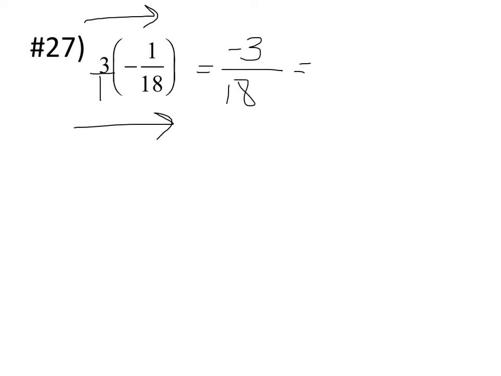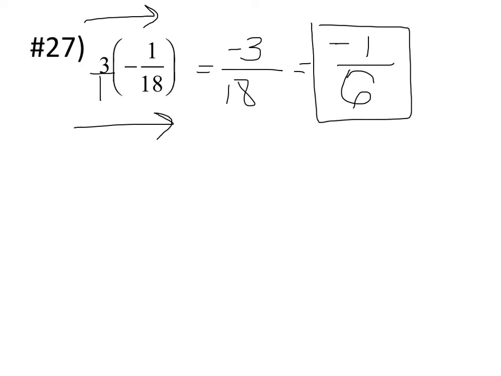So now we're going to go ahead and divide. 3 divided by 18 reduces to 1 over 6, and leave your negative in the numerator. So it's negative 1/6.